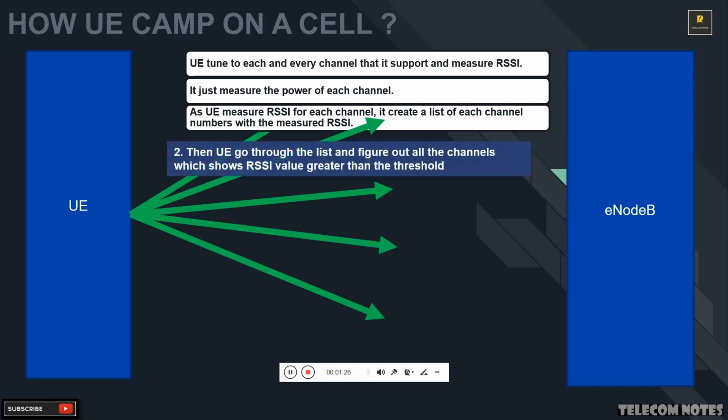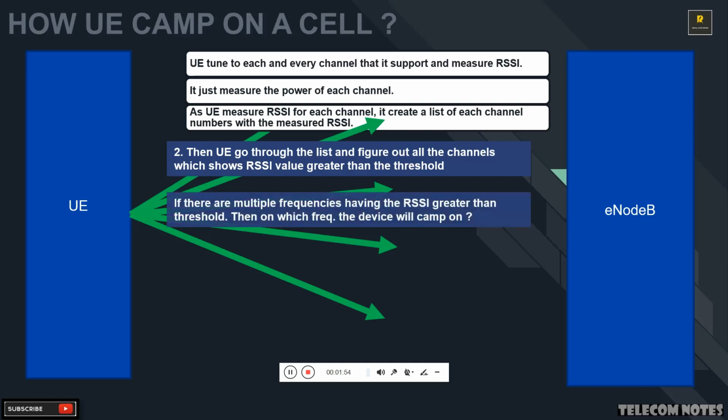Coming to point 2, the UE goes through that list and takes out the channels having a value greater than the threshold. So you go through the list and figure out all the channels which show an RSSI value greater than the threshold. Now there is a particular set of channels having an RSSI value greater than the threshold.